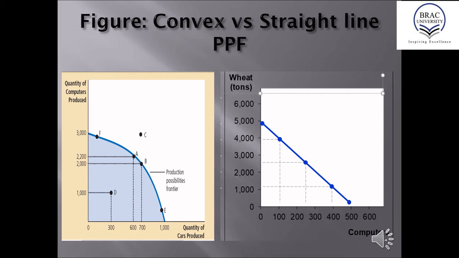And since the slope doesn't change across the points, that is why we have a straight line, as opposed to the left hand side figure where the slope constantly rises as we move down the PPF. Thus, the slope of the PPF decides the shape of the PPF. Depending upon the slope of the PPF, we get different shapes of PPF.